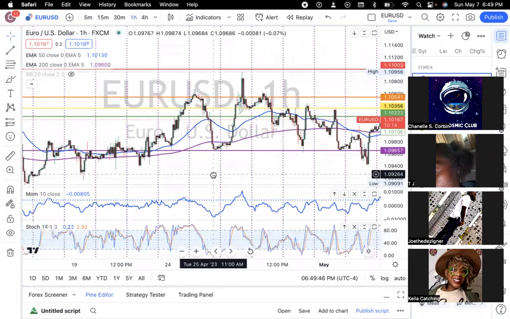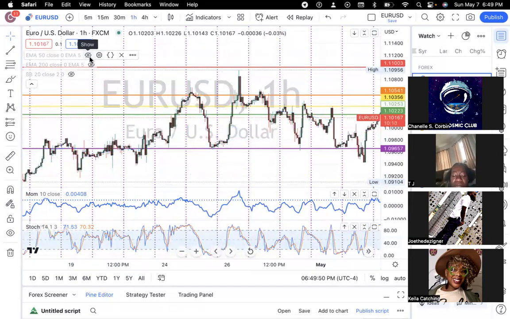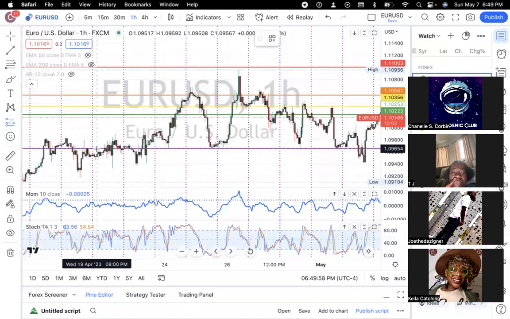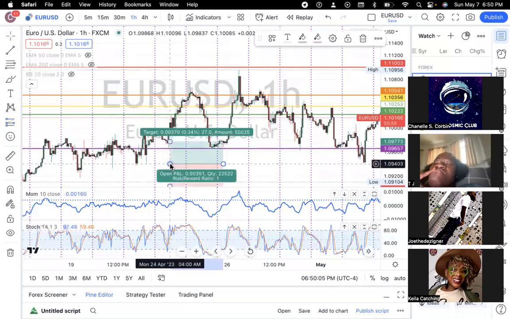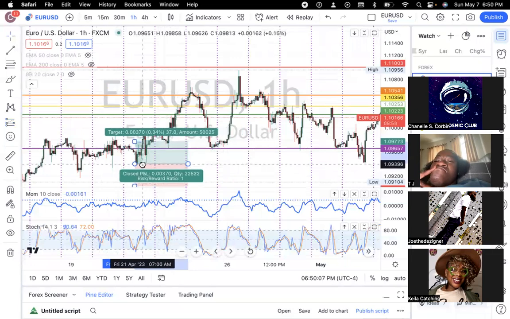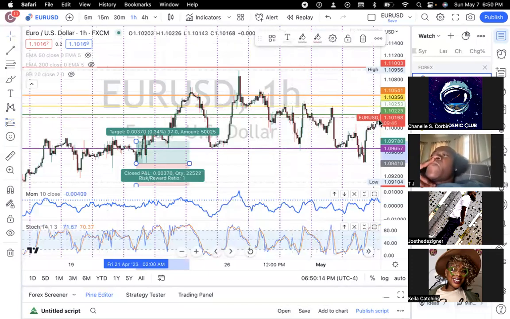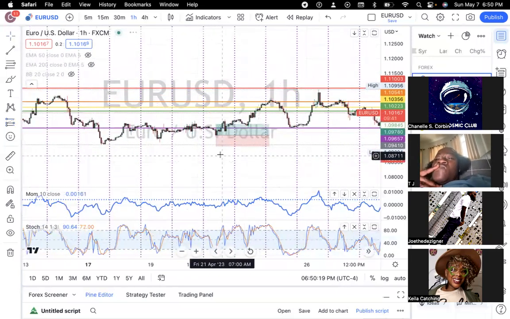So, I'm just going to show an example here. So let me take off this tool. I'm going to take this off, and I'm going to get my long position tool. We're going to get in here. That's going to be our entry right there. So we're going to set our stop loss. Wait, let me drag it actually. And we're going to see. And you can backtest this as well. I always recommend everybody backtest everything.